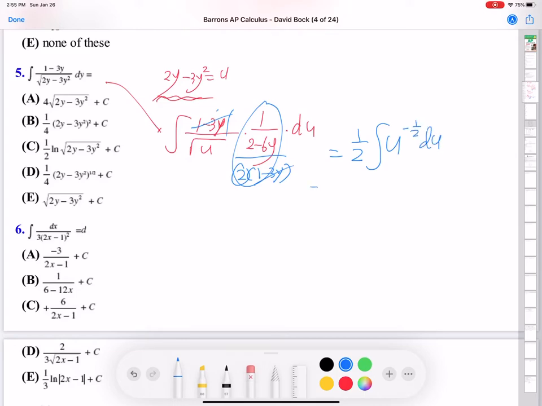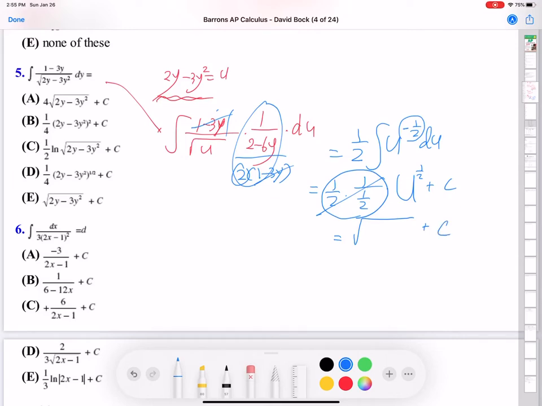And then use the power rule. 1 over n plus 1 is 1/2. u to the n plus 1, which is 1/2, plus c. 1 over 1/2 is 2, so the 1 crosses out. Square root u plus c.